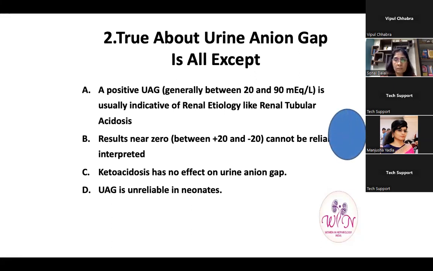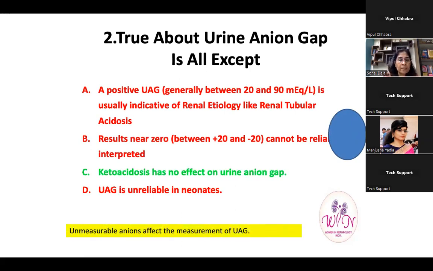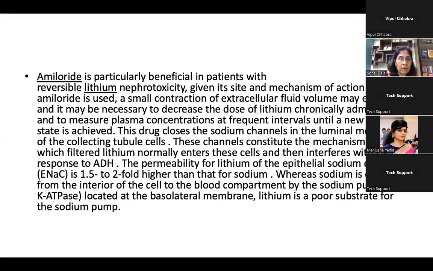Time up. The correct answer is option C. That is, ketoacidosis has no effect is the false statement, because unmeasurable anions in ketoacidosis will affect the urinary anion gap. So it is important to note this effect.